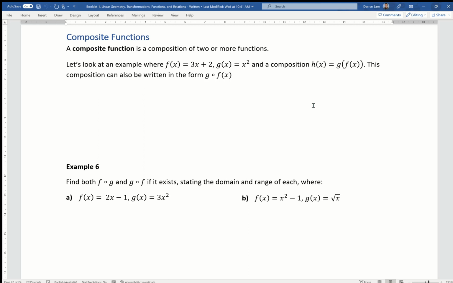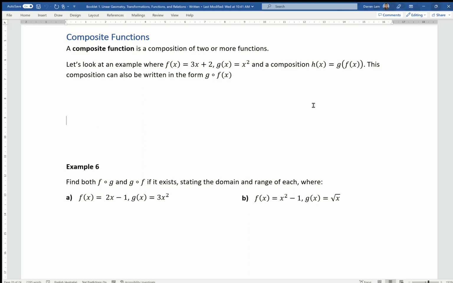In this case, we've got f of x equals 3x plus 2 and g of x equals x squared. We've been given a composition of h of x. H of x is quite commonly used. Where h of x equals g of f of x. So whatever we put in for x changes the output of f of x, which then becomes the input for g of x, which then gives us an output. That's the long way of going about it.